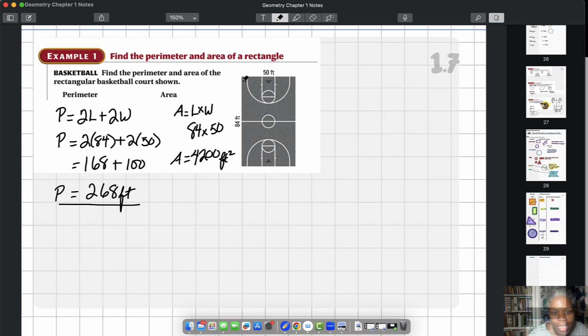Because when we're measuring area, we're measuring how much space is being covered, in this case by this basketball court. And so I'm measuring all the little square feet across and down. And if I were to count all of those square feet up, I'd get 4,200 square feet.